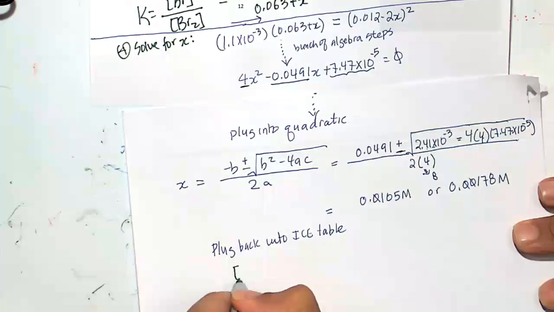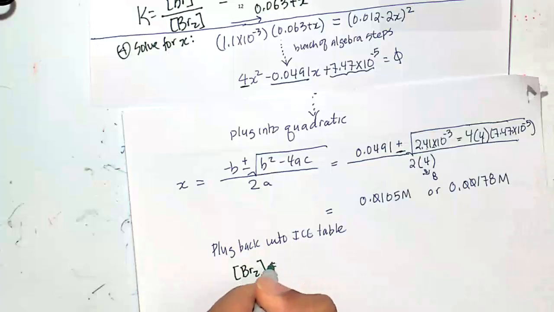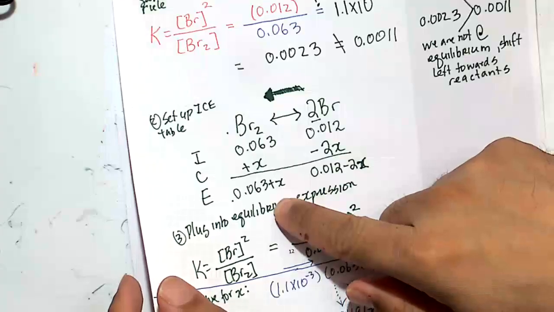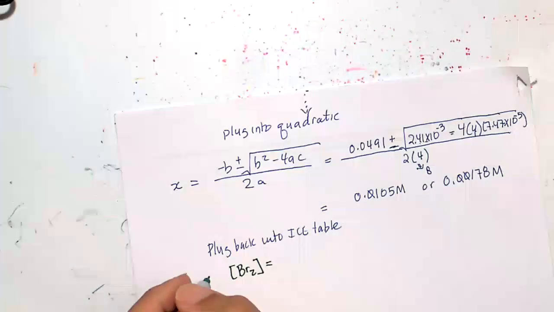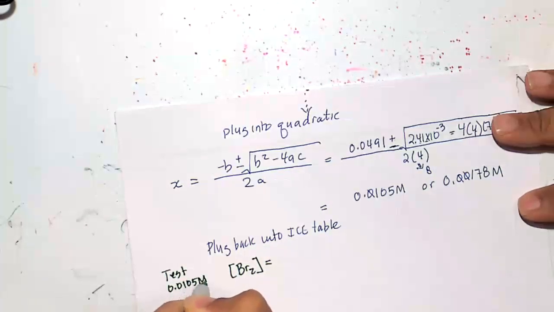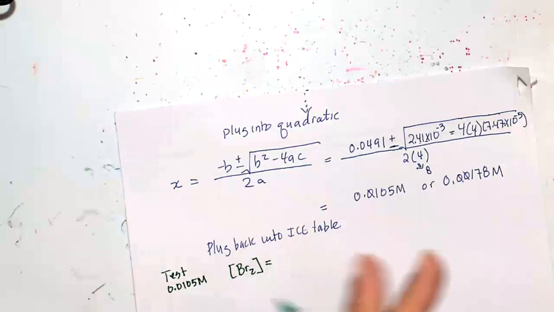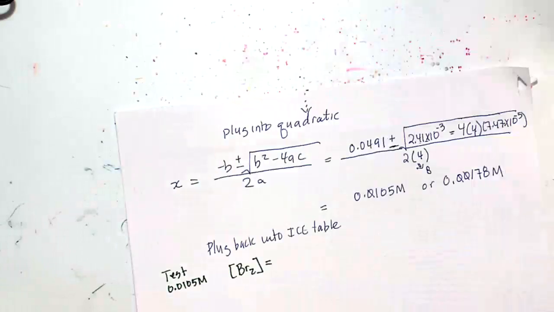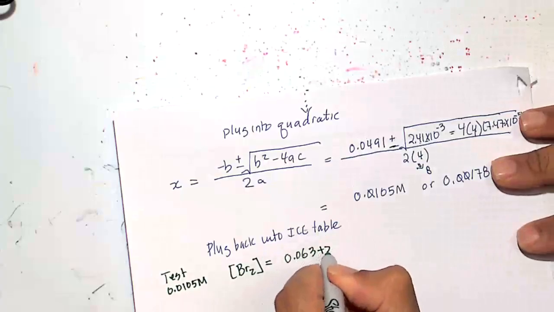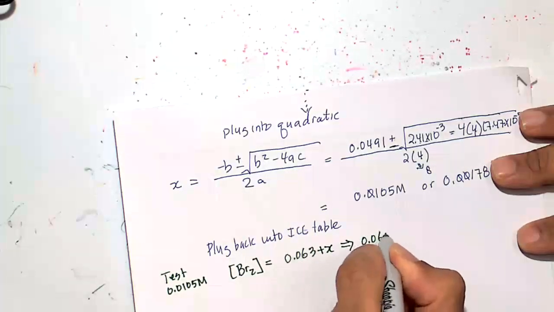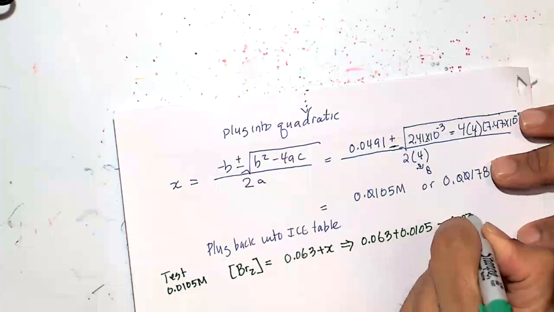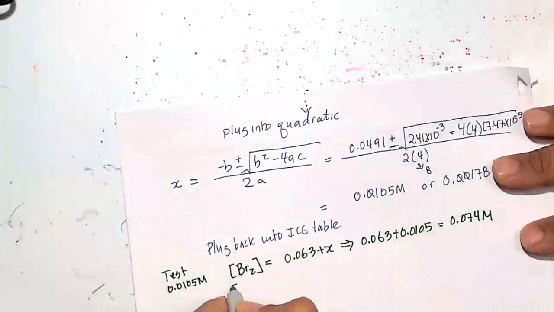All right, so what's the equilibrium concentration of Br2? It's going to be 0.063 plus X. Let's test out 0.0105. So 0.063 plus this X, and I'm getting 0.074 big M.